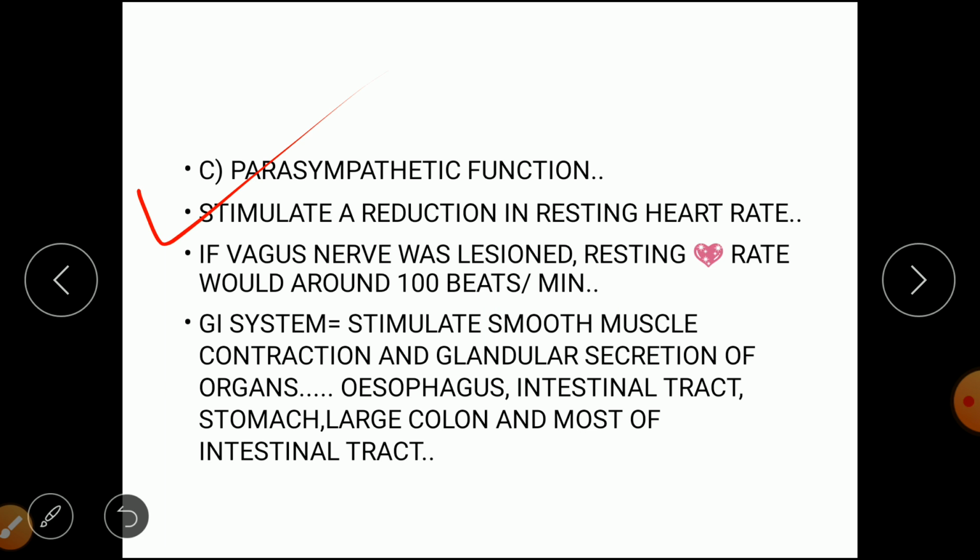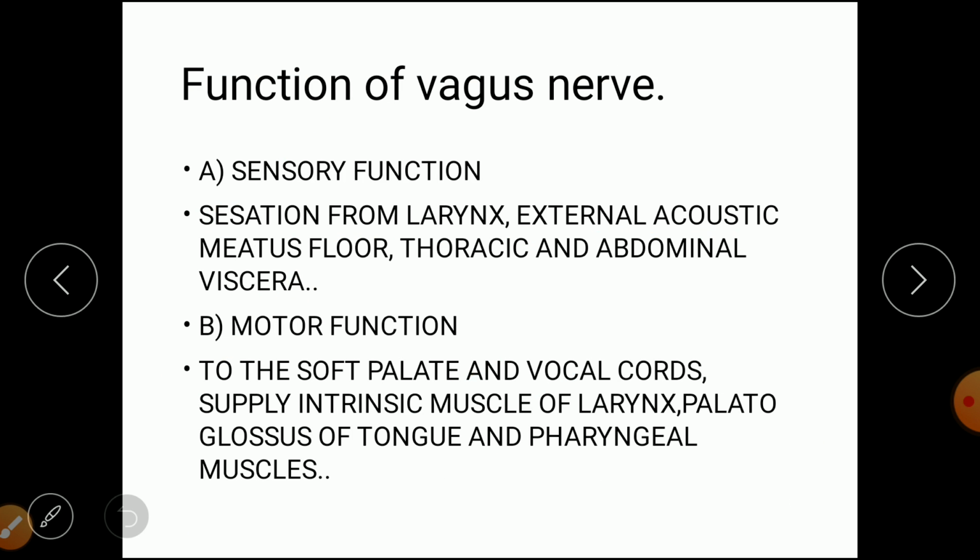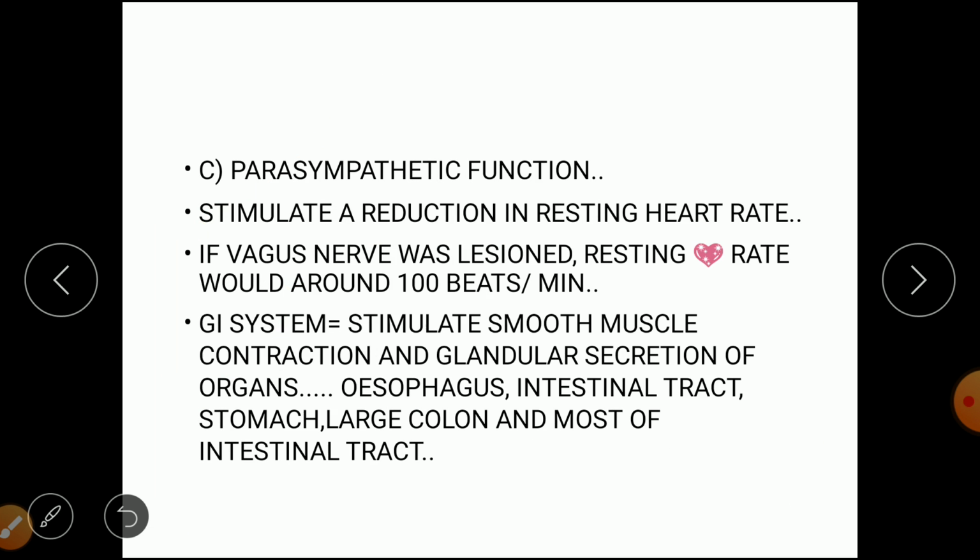The parasympathetic function of the vagus nerve is that it stimulates a reduction in resting heart rate. If any lesion or damage occurs to the vagus nerve, the heart rate increases to around 100 beats per minute. In the GI system, it stimulates smooth muscle contraction and glandular secretion of organs like the esophagus, intestinal tract, stomach and large colon. So these are the parasympathetic, sensory and motor functions of the vagus nerve.